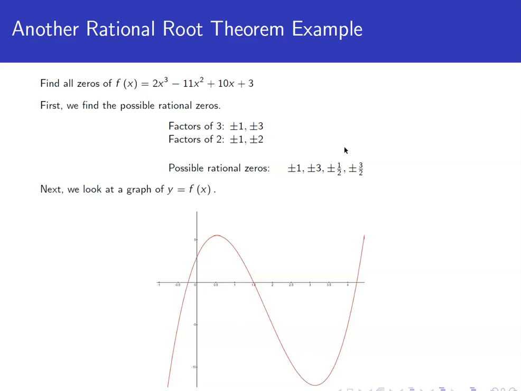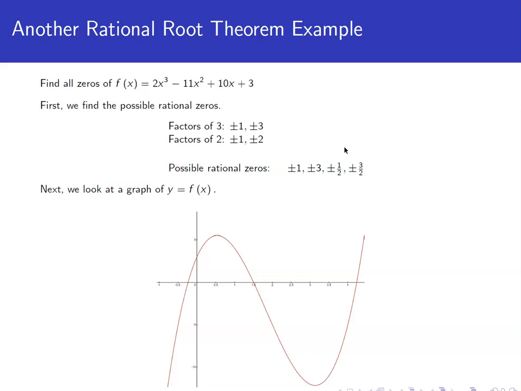So again, the first thing we're going to do is list out all of our possible rational zeros. So we find the factors of the constant. The constant in this case is 3. Factors of 3 are just 1 and 3. So we'll get plus or minus 1, plus or minus 3 are the possible numerators. Look at the factors of 2, the leading coefficient. Factors of 2 are just 1 and 2, so again, plus or minus 1, plus or minus 2 are all the possibilities for factors of 2.